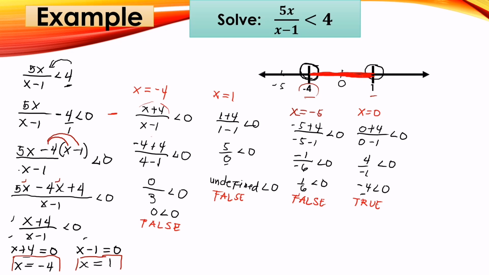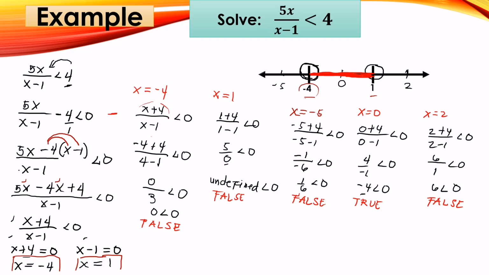Next, how about the last interval? For example, this is 2. So, x is equal to 2. So 2 plus 4 over 2 minus 1 is less than 0. So 2 plus 4 is 6 over 1 is less than 0. So 6 is less than 0. So because the answer is positive, so meaning this is false.